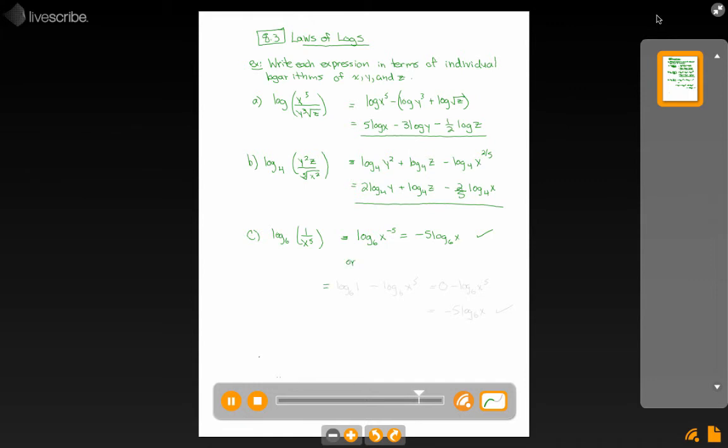Or you could have said, oh, well, this is log base 6 of 1 minus log base 6 of x to the fifth, which is totally true. Log base 6 of 1 is 0. Then I'd have 0 minus log base 6 of x to the fifth, which is -5 log base 6 of x. Same answer we got up above, just approaching it in a slightly different way.